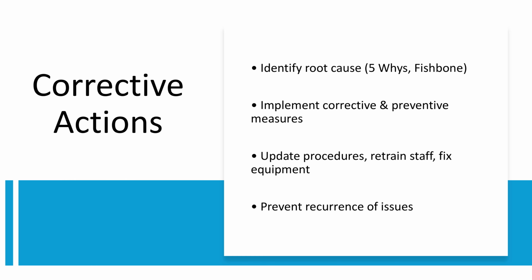If it's a skill issue, I arrange training. If it's a process issue, I update procedures. If it's an equipment issue, I request maintenance or replacement. Preventative measures are equally important, and this ensures that the same problem doesn't occur again.